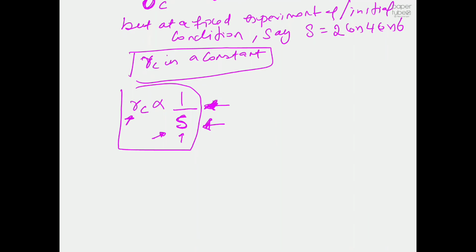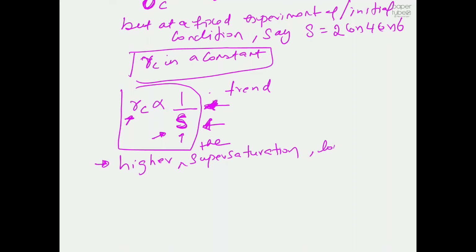RC is inversely proportional to your initial supersaturation. So what does this mean? This is not even a relationship. If you want, we can call this a trend: how the trend of RC changes with your initial supersaturation. So that's the meaning of this equation. If you want, I can write it here. It also means the higher the supersaturation, the lower will be the RC.